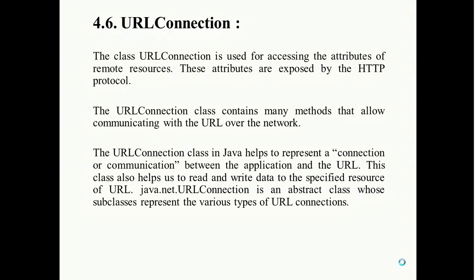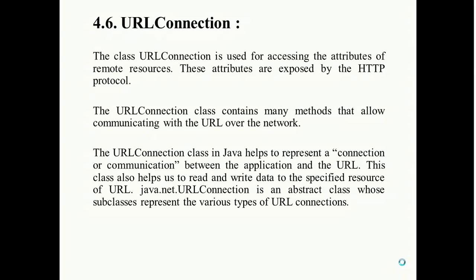Next is URLConnection. The URLConnection class is used for accessing the attributes of remote resources, and these attributes are exposed by the HTTP protocol. The URLConnection class contains many methods that allow communicating with the URL over the network. So URLConnection provides many methods for communicating with the URL over the network.